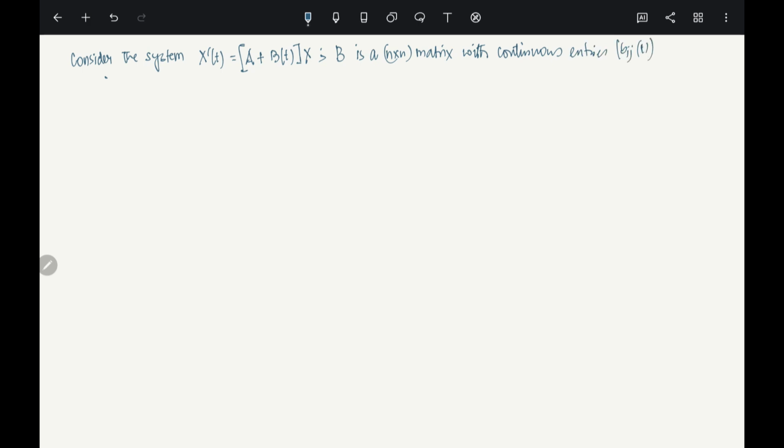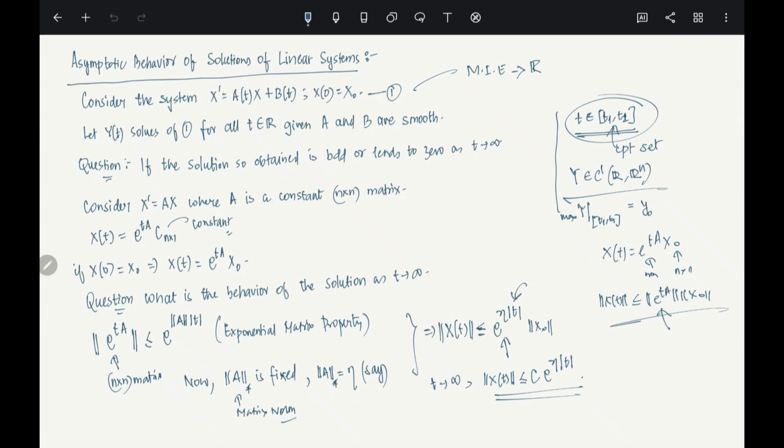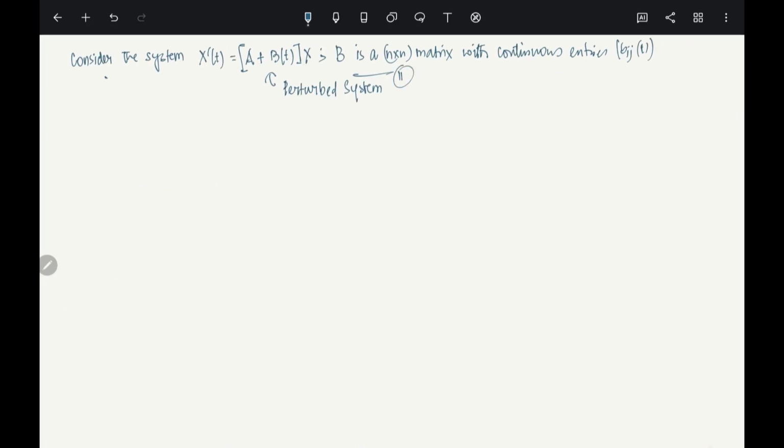Now, this type of system is called a perturbed system. It's not anything special, we'll just call it that. Let's call it system 2, the perturbed system. And how is it perturbed? The matrix A, with constant coefficients, is perturbed with a variable coefficient matrix B(t), giving A plus B(t). Now we want to see what happens to the solution of this problem.